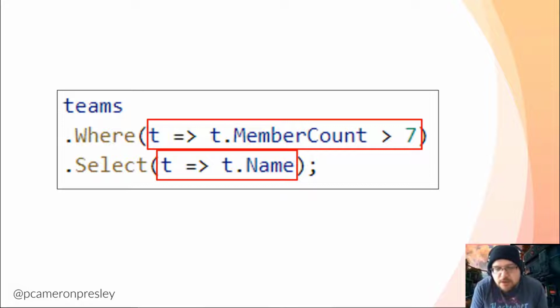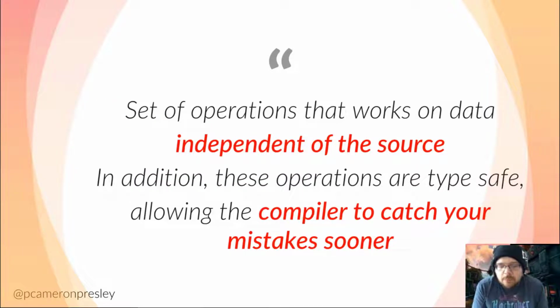And to me, this is one of the most powerful things about LINQ, right? It shoves these rules up front and center and allows us to read that a little bit easier. And if we take a look at what LINQ is, from the docs, it says that LINQ is a set of operations that work on data that's independent of the source. And to me, that's really cool because it doesn't matter if it's coming from arrays or lists or if it's coming from a database or something. It's a set of operations that just work.